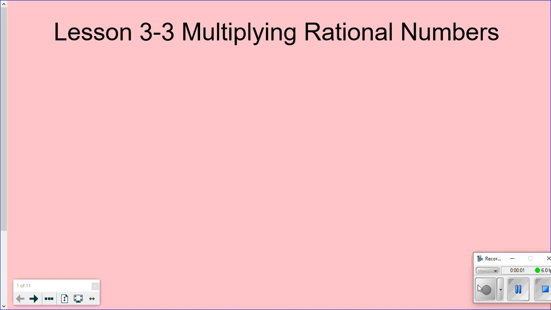Today's lesson is lesson 3.3, multiplying rational numbers. In the last lesson, we learned that rational numbers are anything that can be turned into a decimal, but you're lucky today because all we are doing in today's lesson is multiplying fractions. So no need to worry about decimals or anything else, just fractions.